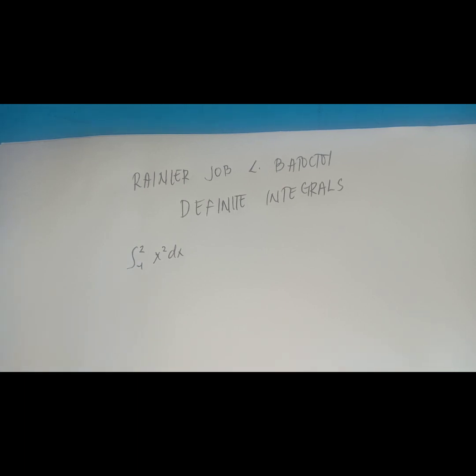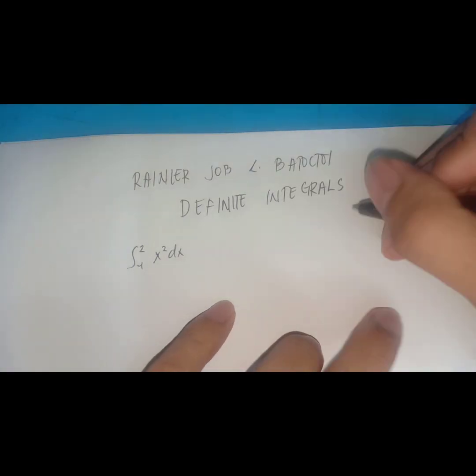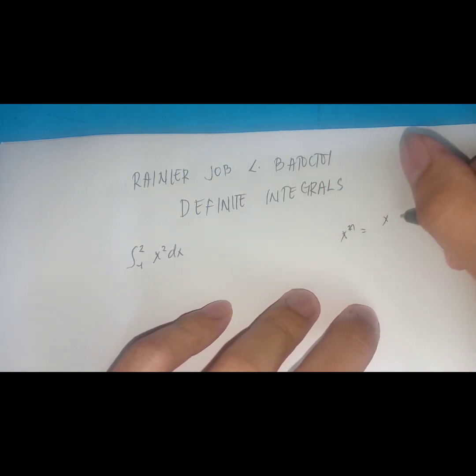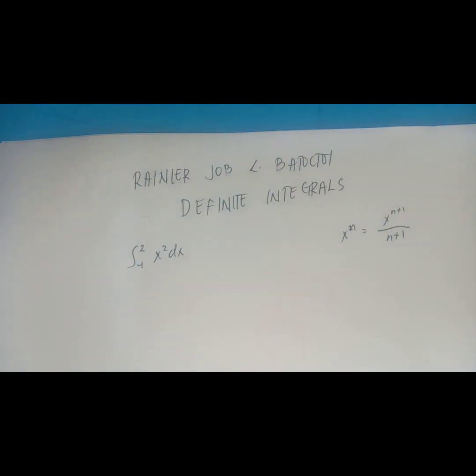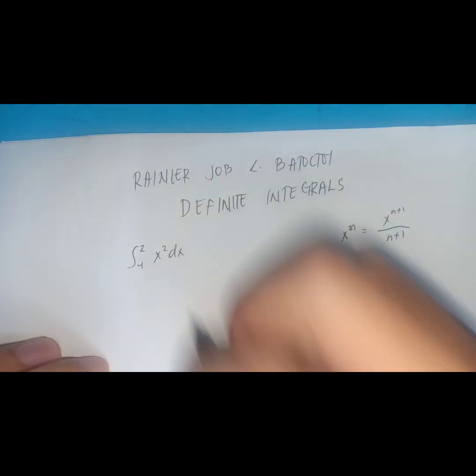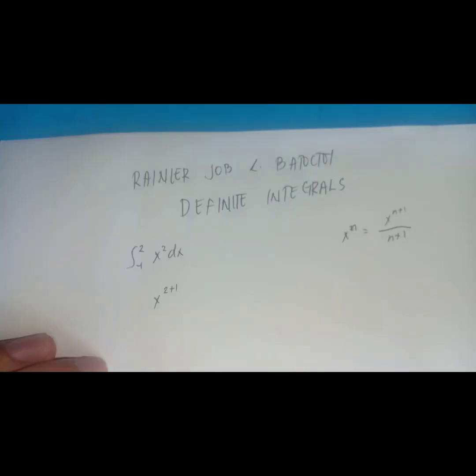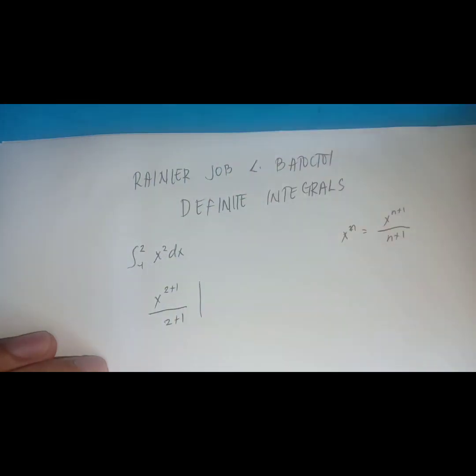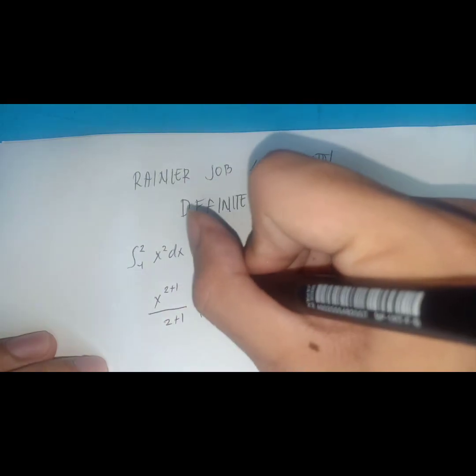We all know the basics on how to get the antiderivative using the power rule, wherein x^n is equal to x^(n+1) over n+1. So as we have here, where we have x squared, it will be x^(2+1) over 2+1 evaluated from -1 to 2.